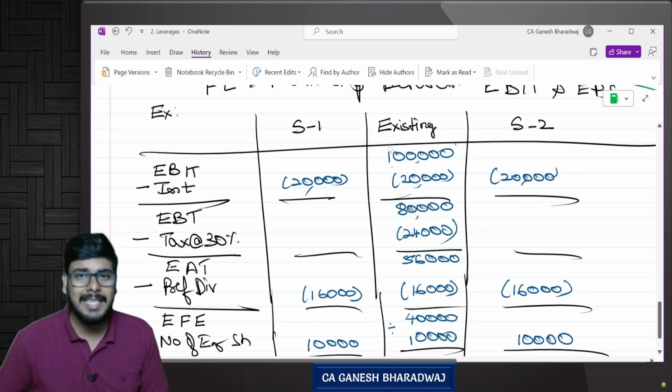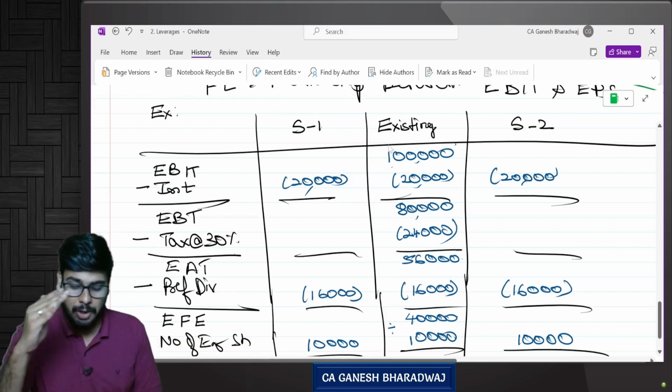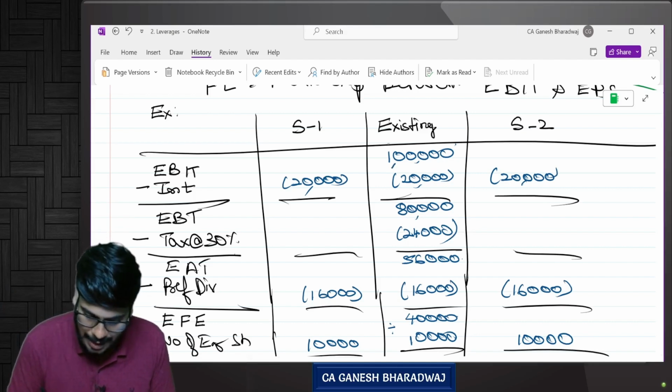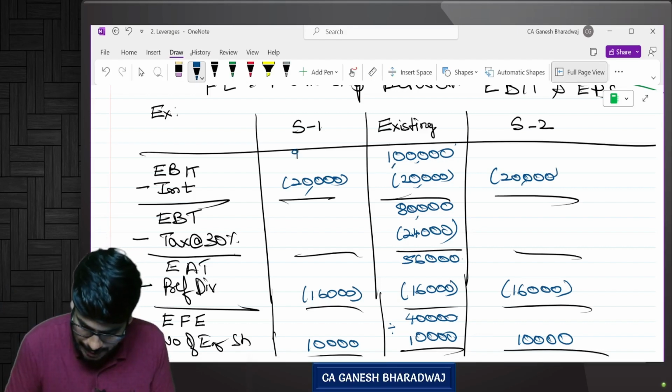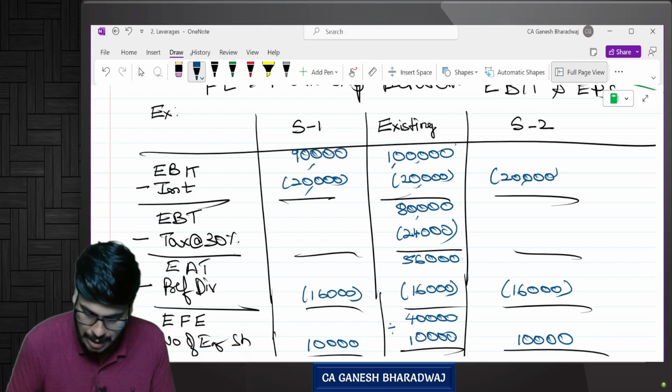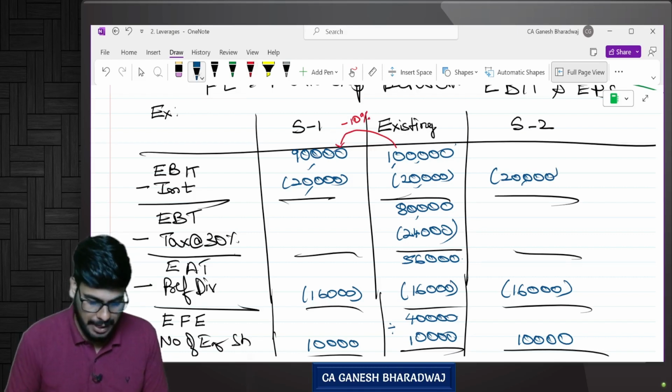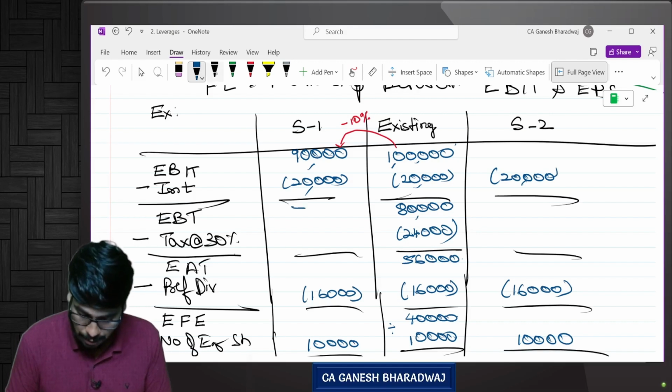Now, let us say your EBIT has fallen by 10%. So from 1 lakh, it has become 90,000 rupees. Or in other words, your EBIT has fallen by 10%. Are you clear with this? So what will be your EBT? 90,000 minus 20,000 gives you 70,000. Correct?